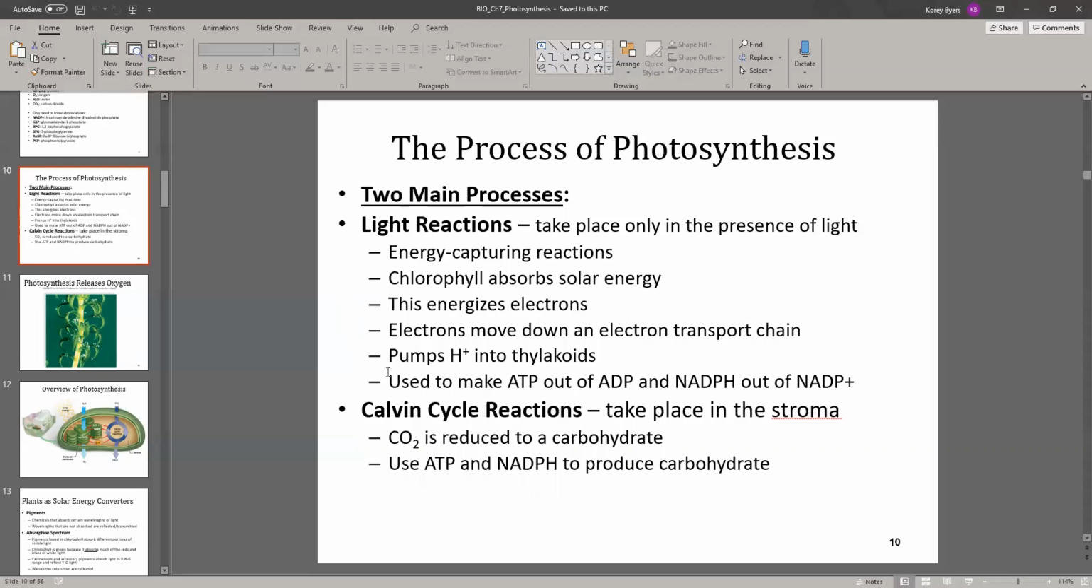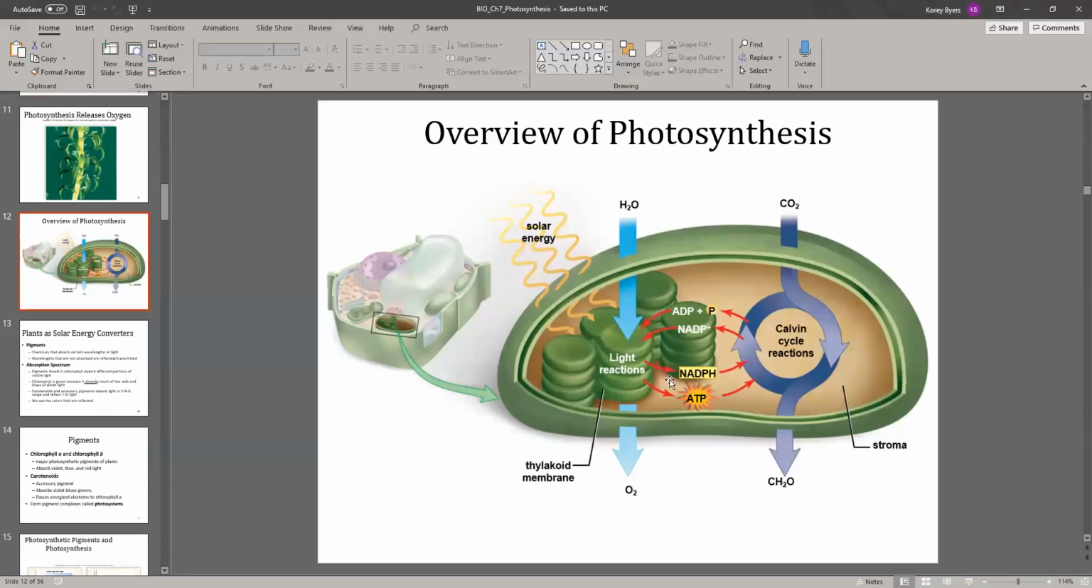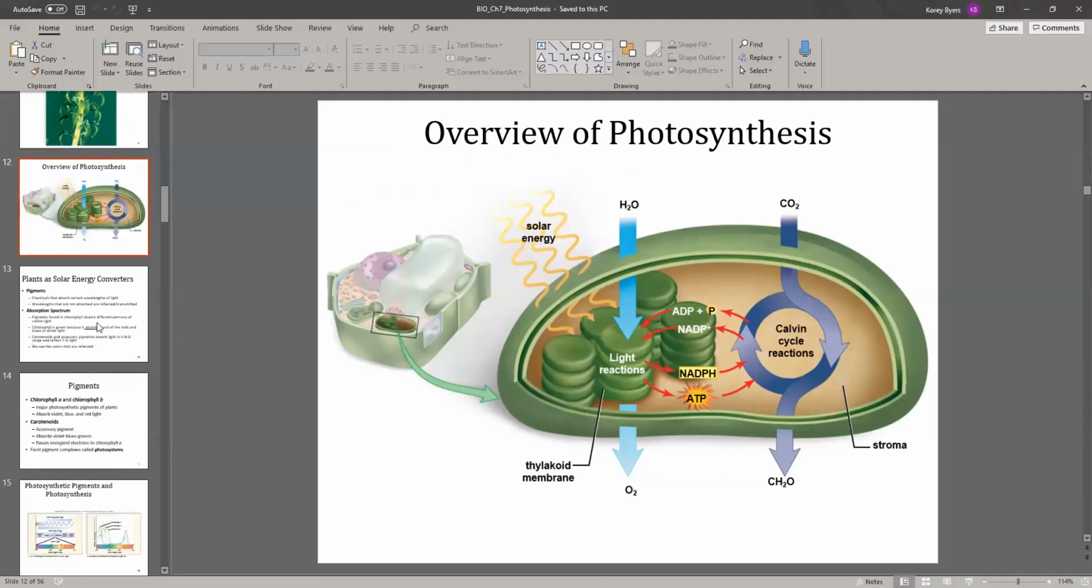The portion where we make the B vitamin batteries, make the energy currency, is called the light reaction because it needs sunlight. The portion where we make glucose, make the substance that can be made into glucose, is called the Calvin cycle. So the light reactions occur in the thylakoid. The Calvin cycle occurs out here in the stroma.